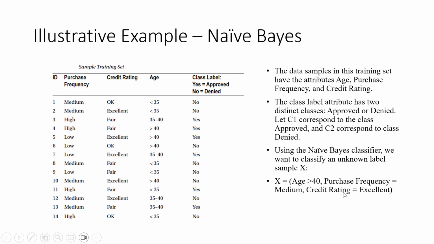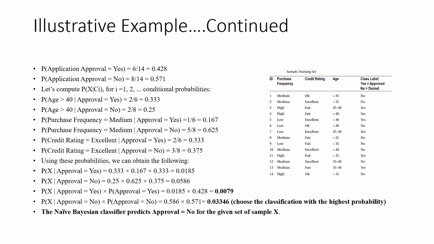So how do we go about it? Here our probabilities will come in. First of all, you notice that we have 14 observations. Now, how many observations in terms of classifications? How many do we have for yes, if you can count it?